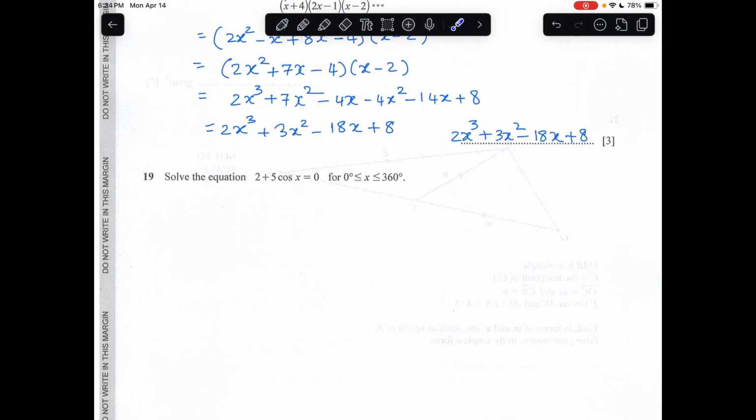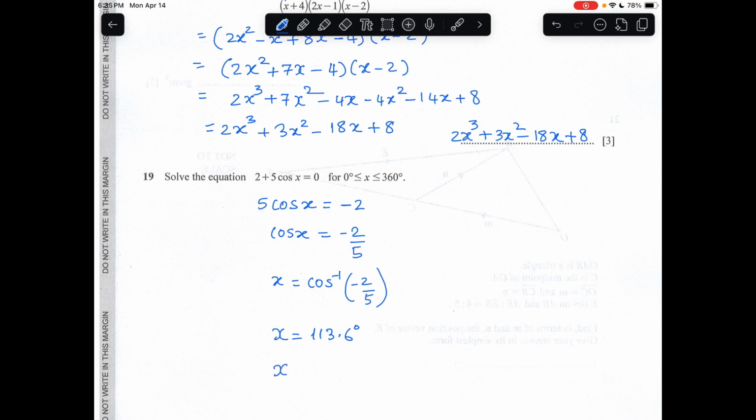Solve the equation 2 plus 5 cos x equal to 0. So we need to solve for x, and the domain of x is 0 to 360 degrees. What is the meaning of domain of x? It means the possible values of x. So let's move the 2 to the other side, it becomes negative 2. Make cos x the subject, so negative 2/5. So x is going to be cos inverse of negative 2/5. Use your calculator and write your answer correct to one decimal place. So it's going to be 113.6 degrees.